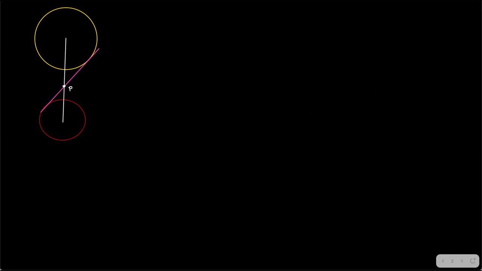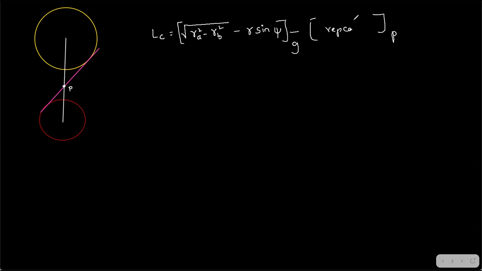Now, what is length of contact? Length of path of contact is under root of RA square minus RB square minus R sine psi, and this is for gear. Then the next part will be for pinion, the same, repeat the previous here. Okay, you'll get the same thing.